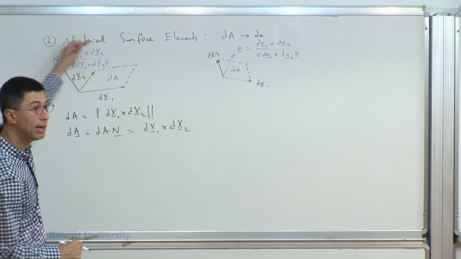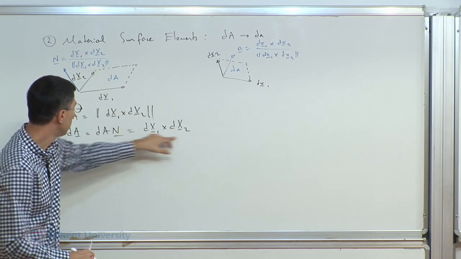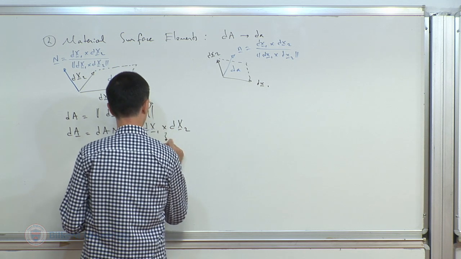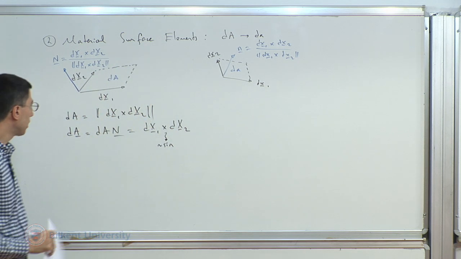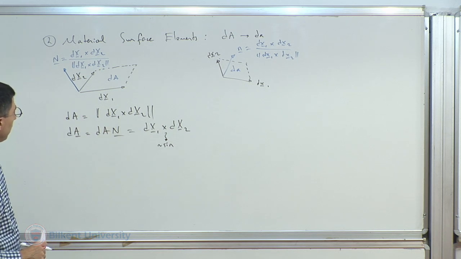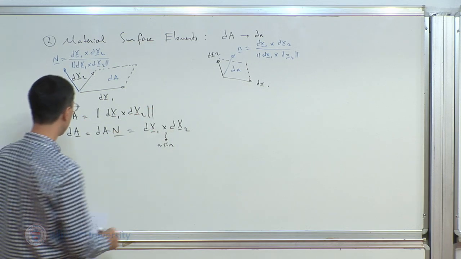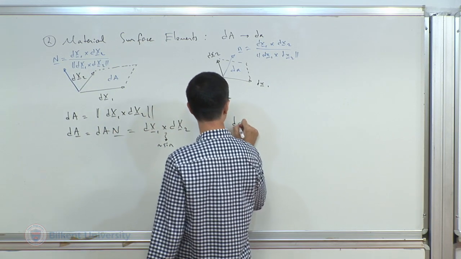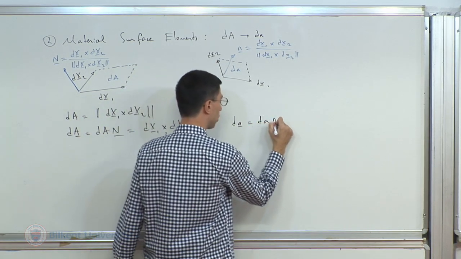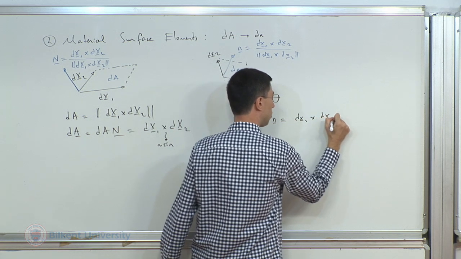And that information we have up here as well. And dA is dX1 cross dX2. So here we have the sine coming in and hence delivering us information about the magnitude of the area. Now, the same thing I could do on the deformed configuration, right? So I can build a vector da, which is the magnitude of the vector times the direction n, which is going to be nothing but dx1 cross dx2.